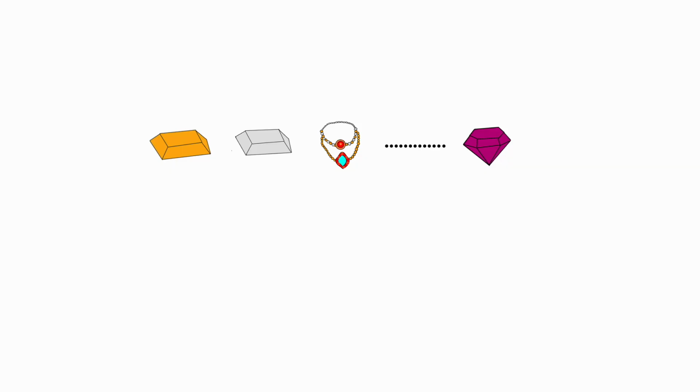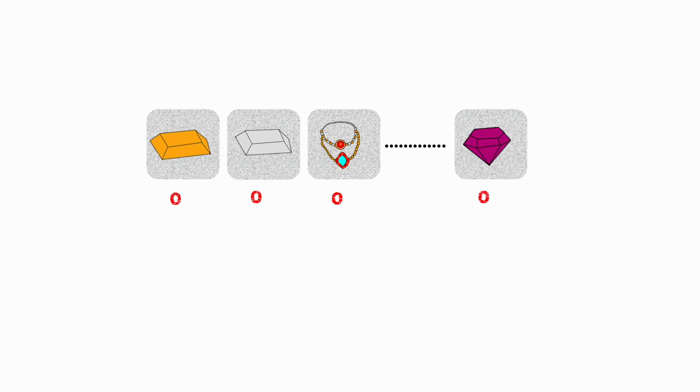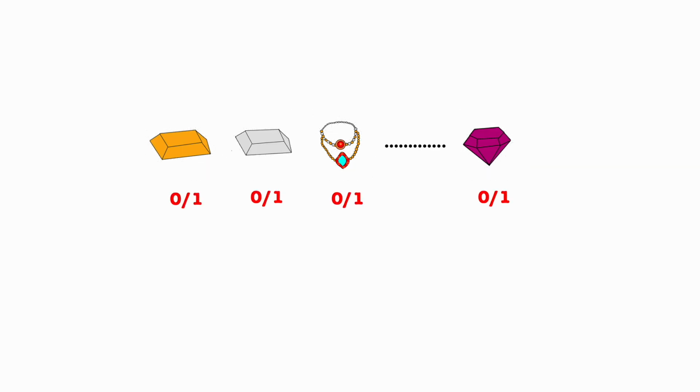For each item, we can either ignore it or keep it in the knapsack. This gives us a binary choice for each item, so a solution can be represented as a binary string. If a bit is 1, the item is selected. If it is 0, the item is ignored.